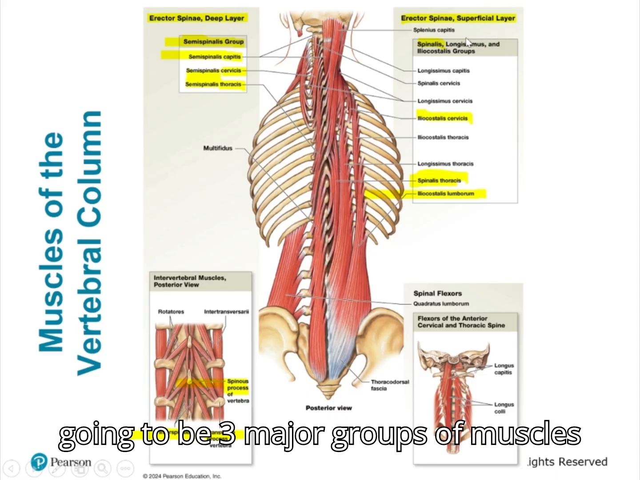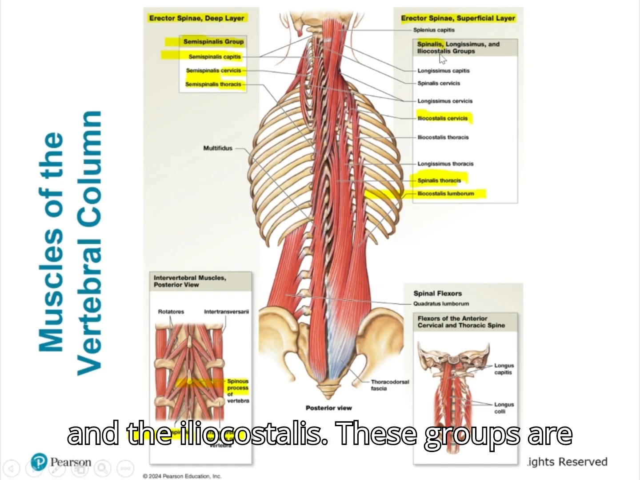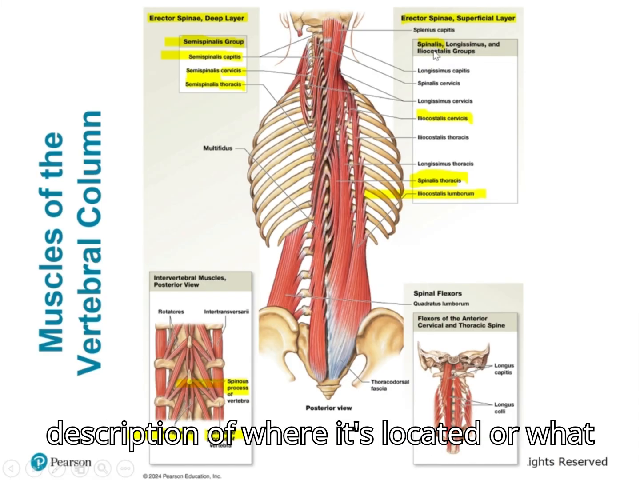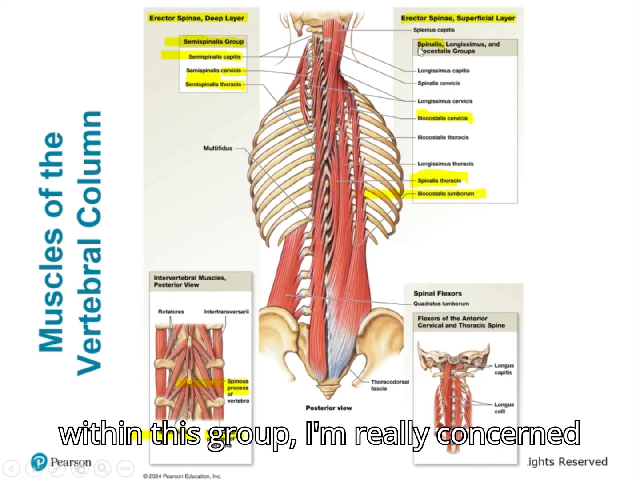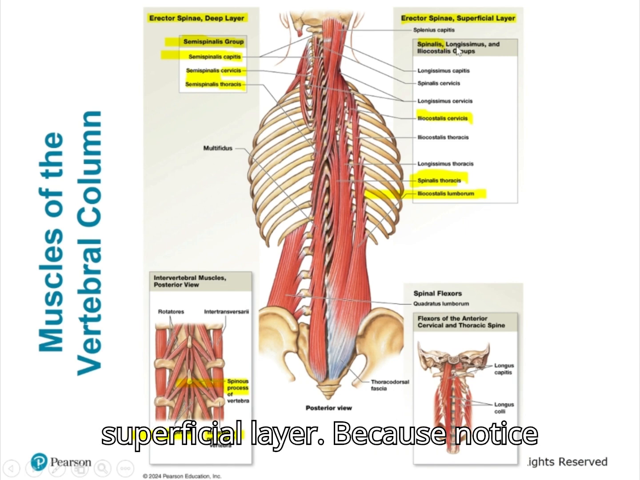There are going to be three major groups of muscles within it: the spinalis, the longissimus, and the iliocostalis. These names give you some sort of description of where it's located, what it's attaching to, or how it looks. Within this group, I'm really concerned with you knowing spinalis is going to be a major group in this superficial layer.